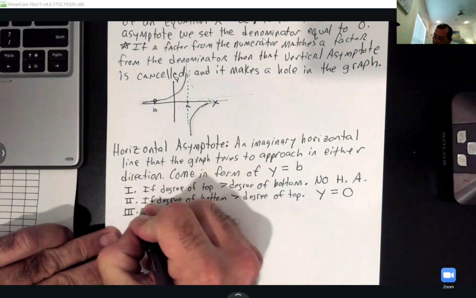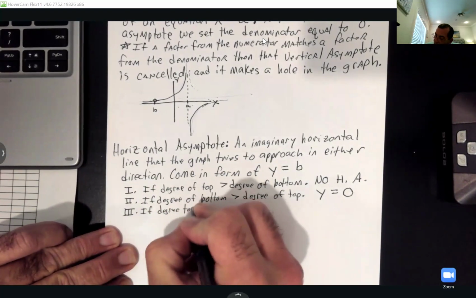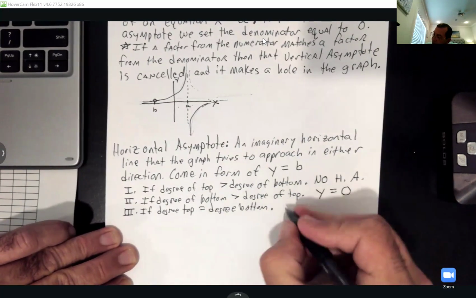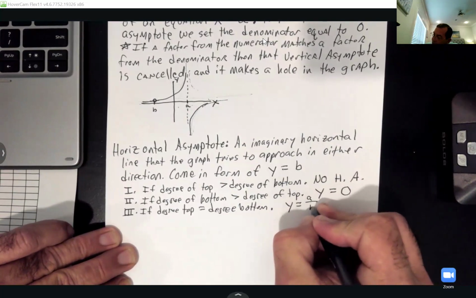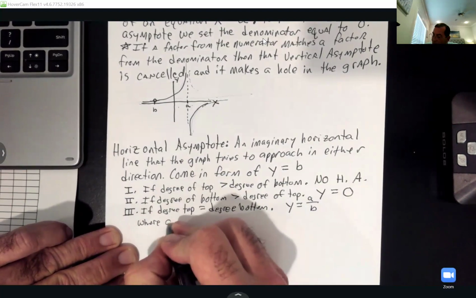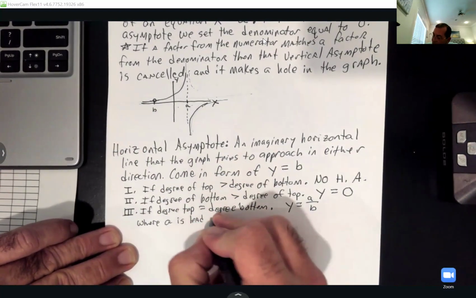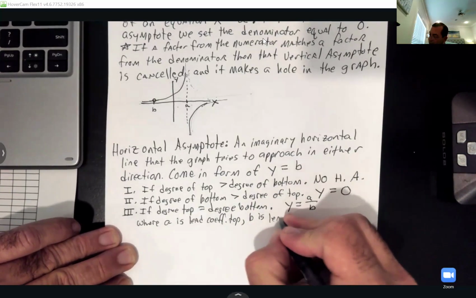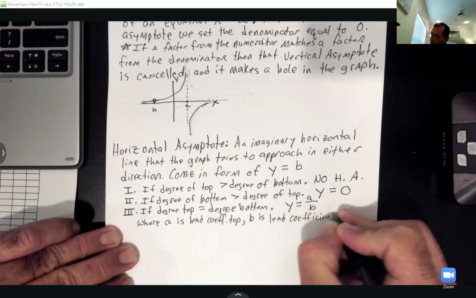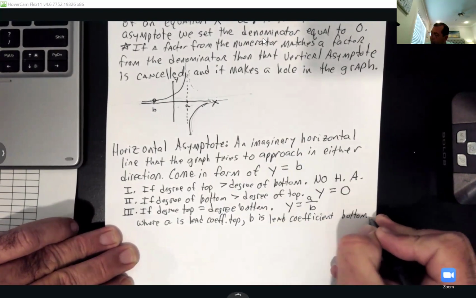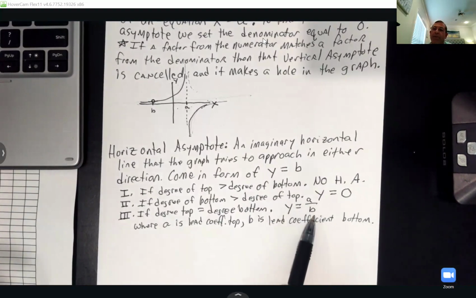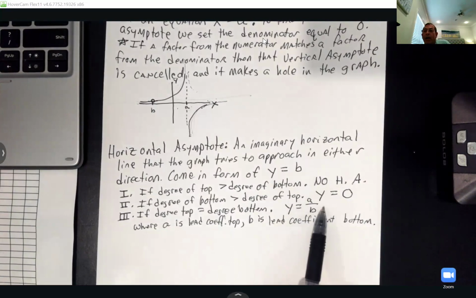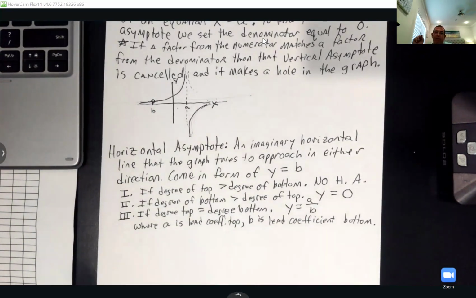What if they're the same? If the degree of the top equals the degree of the bottom, then your asymptote will be y equals a over b, where a is the lead coefficient of the top and b is the lead coefficient of the bottom. Okay, and remember, the lead coefficients are the numbers in front of the variables with the highest exponents. So if I had 2x to the third on top, 3x to the third on bottom, it would be 2 over 3 because those were the numbers in front of the variables, okay?